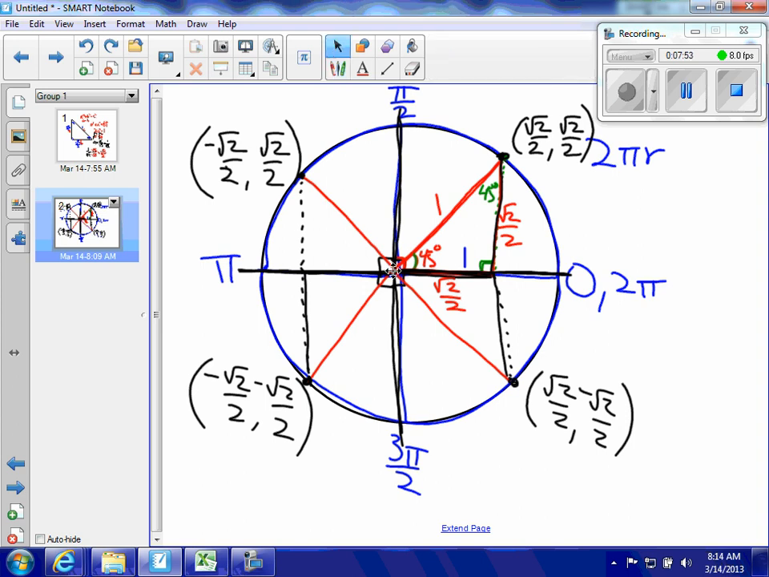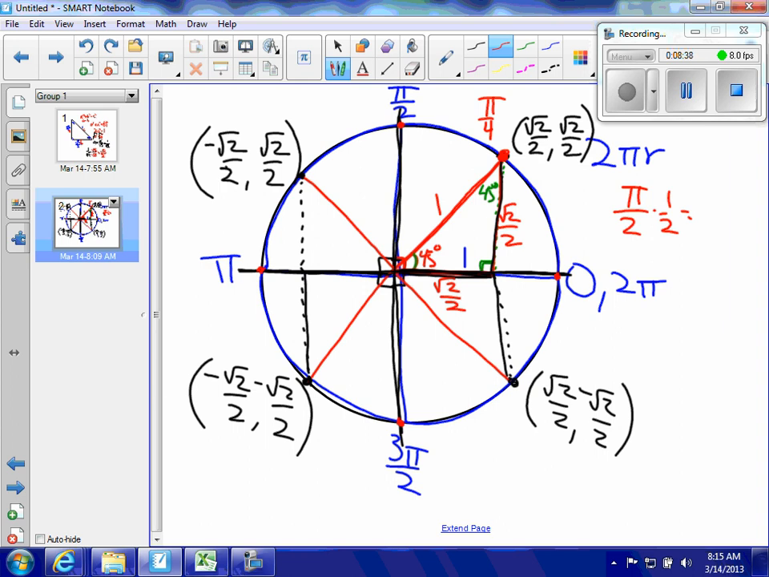So the last thing I want to do with these is, since I know that this is 0, and this is pi over 2, and this is pi, and this is 3 pi over 2, I want to label these points in radians. I want to know how many radians those points are. So I know this is 0 radians, and if I went all the way up to here, I've gone pi over 2 radians. If I stop halfway right there, then this point right here is pi over 4.